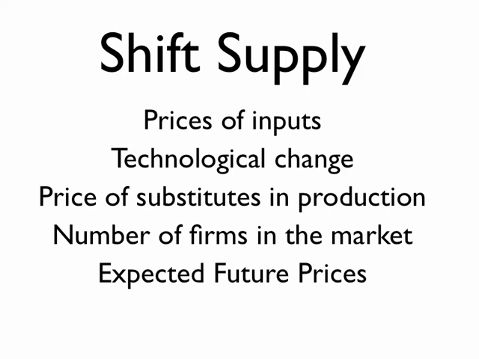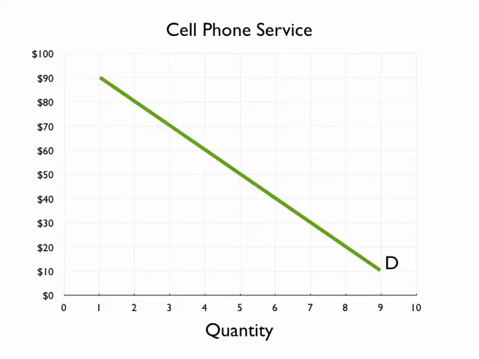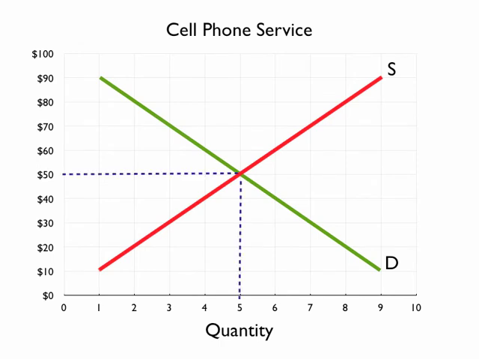All right, let's talk about the supply side for a moment. Remember, with the supply side, the things that will cause the supply curve to shift are changes in prices of the inputs into the product, a technological change, or a change in the price of substitutes in production. Those would be substitute raw materials in your production, the number of firms in the market, and the expected future prices.